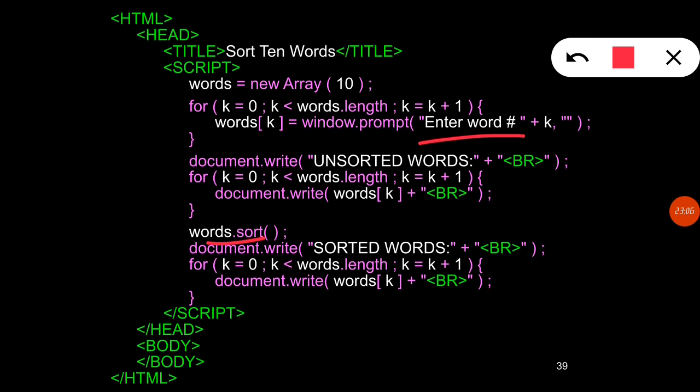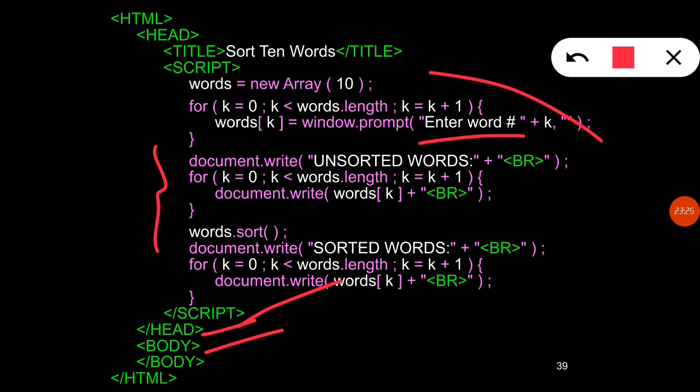So now the words will be sorted and stored in the array. And one more time to display the sorted array, same thing we have to write here once again. And when you execute these statements, you will get the sorted order of the entered words. And this is the end of the script, end of the head and end of the body tag.